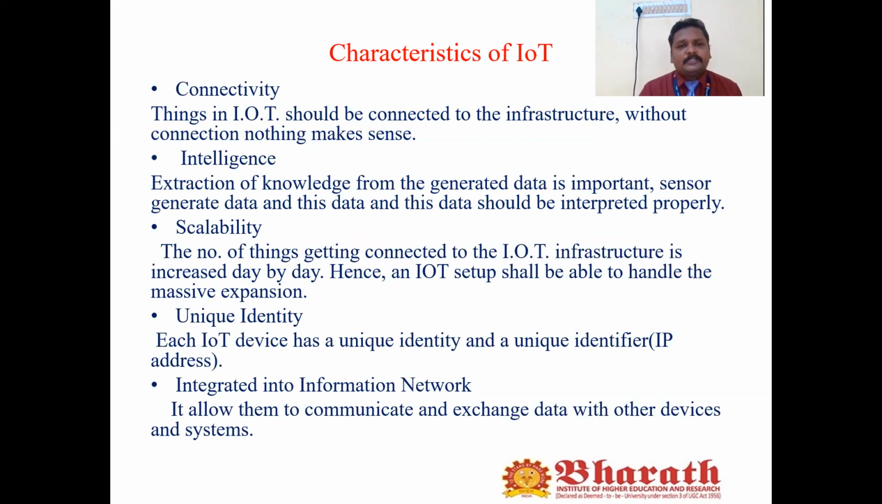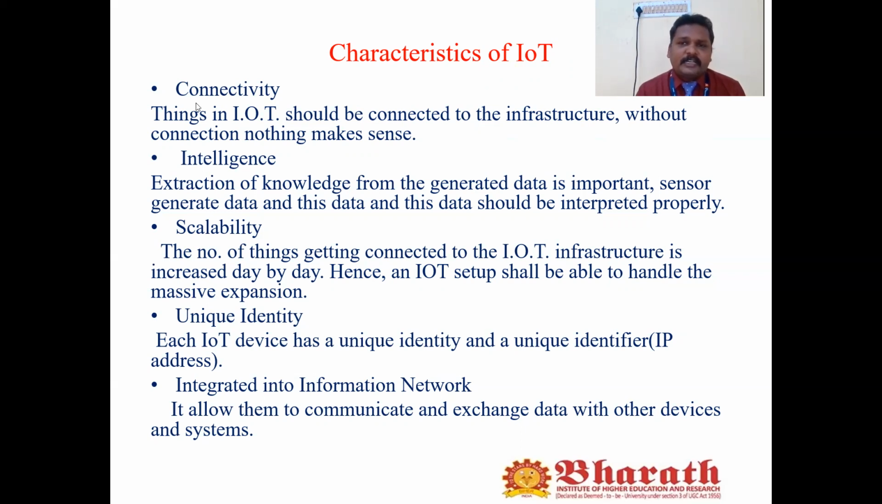Now we are going to talk about the characteristics of IoT. We have different characteristics of IoT. The first characteristic is connectivity, the second is intelligence, the third is scalability, and the fourth is unique identity. First of all, what is connectivity? If you want to develop any IoT application, we need network connectivity. It may be Wi-Fi connections, a local area network, a wide area network, or you can use Bluetooth also.